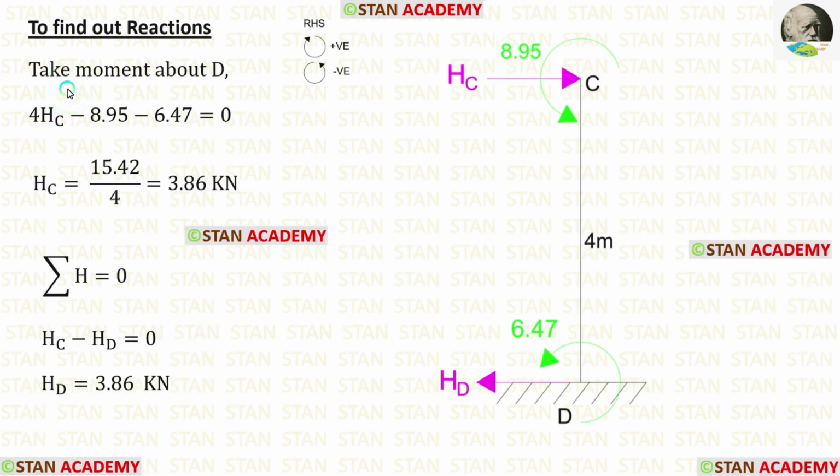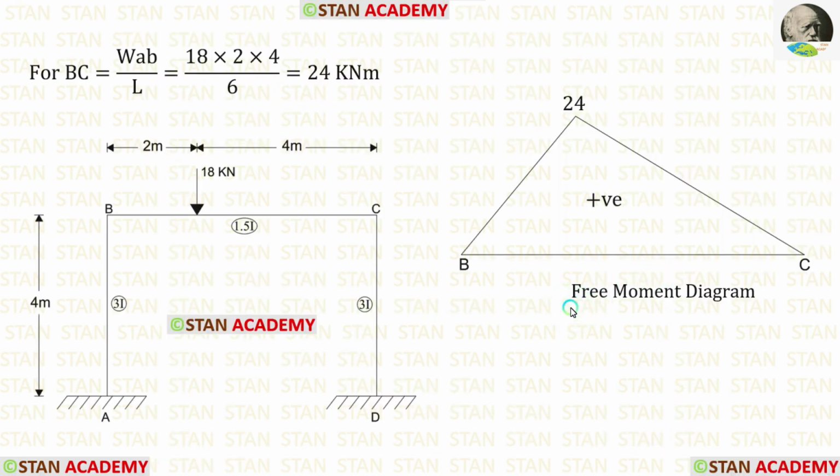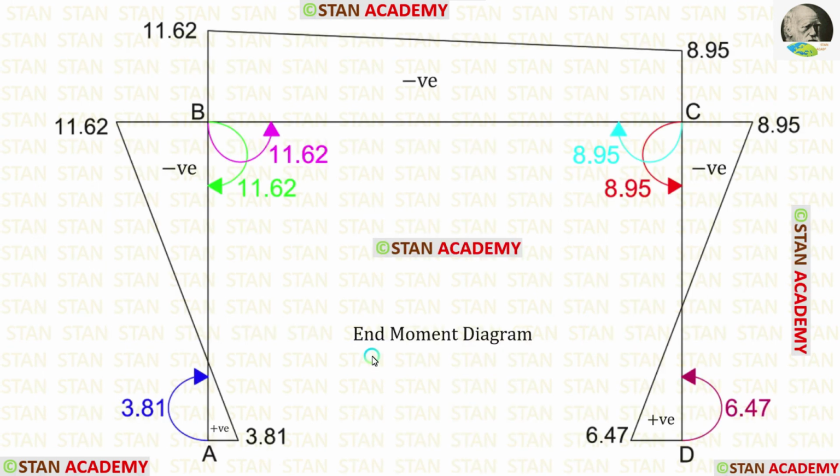Then applying the rule sigma V is equal to 0, we can find VC. Now let us take the column CD and find the reactions. By taking moment about D, we can find HC. By applying the rule sigma H is equal to 0, we can find out HD. Here you can see the shear force diagram. Here you can see the free moment diagram. Here you can see the end moment diagram. Using the direction of the moments, we have to make this diagram.